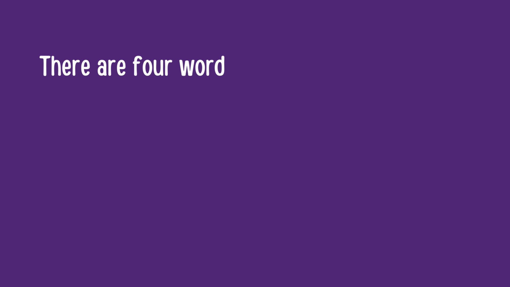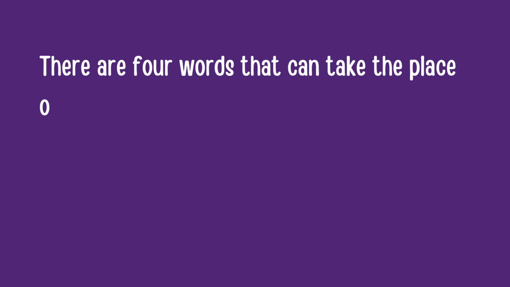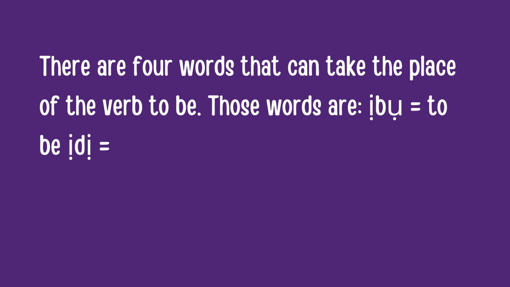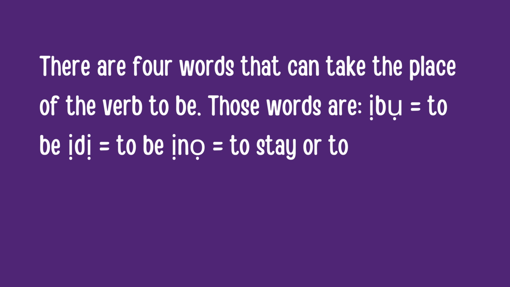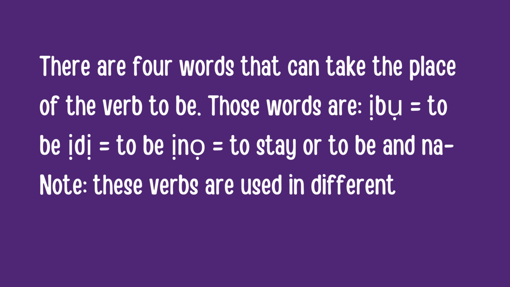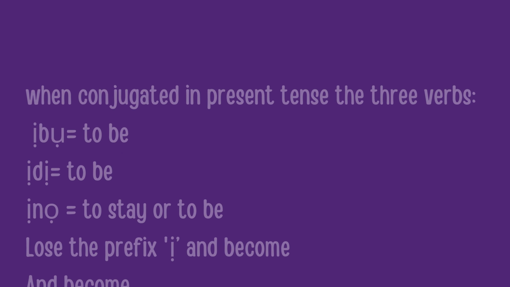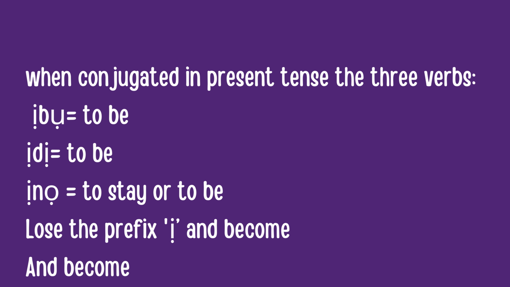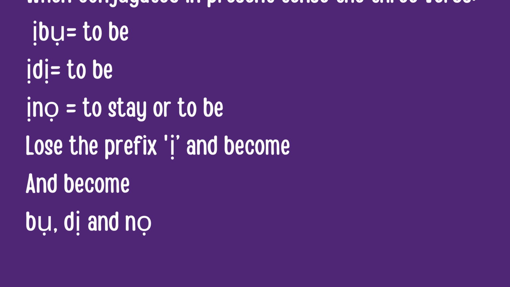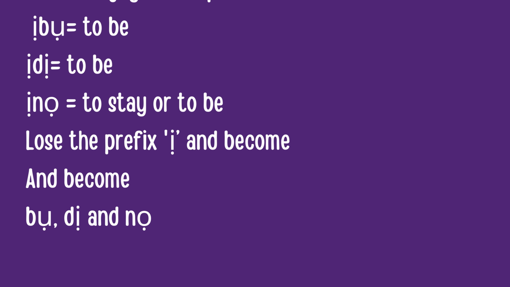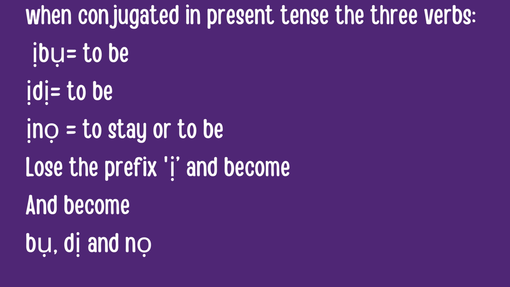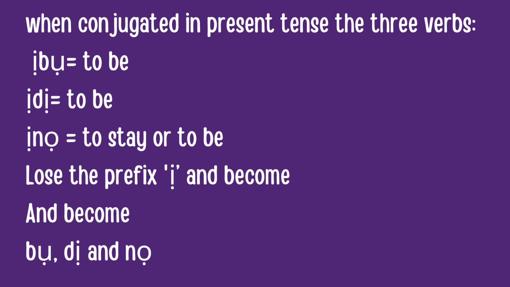There are 4 words that can take the place of the verb to be. Those words are Ebo, Ede, Eno, and Na hyphen. Note, these verbs are used in different contexts. When conjugated in present tense, the 3 verbs Ebo, Ede, Eno lose the prefix E, which is I, and become Bo, De, and No, respectively.